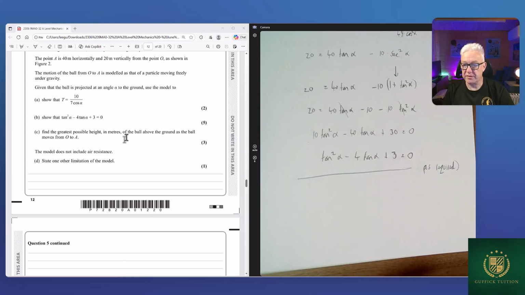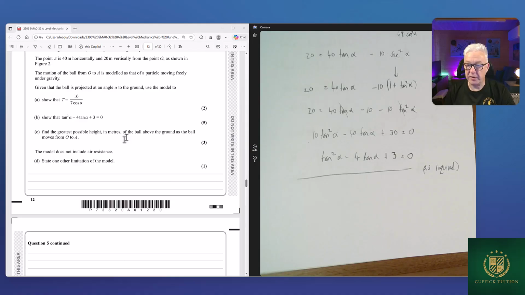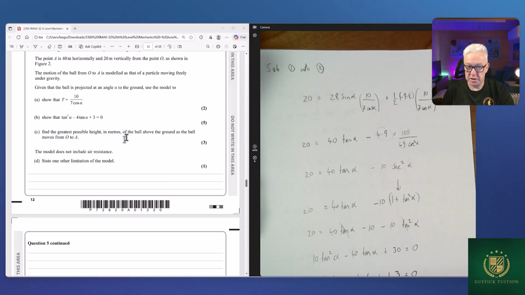We've got a common factor of 10. Dividing everything by 10 gives us tan squared alpha minus 4 tan alpha plus 3 equals 0, as required. Okay, so that was pretty nice. Basically we just resolved vertically and resolved horizontally. We got two equations. We observed that there was no t in what we were asked to derive, so we used that to substitute one equation into the other.